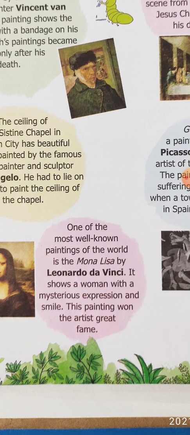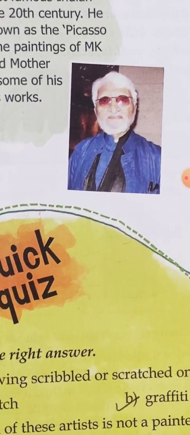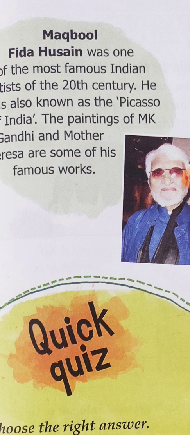And it is kept in the museum in France. Okay, now next one is: Maqbool Fida Hussain was one of the most famous Indian artists of the 20th century. He is also known as the Picasso of India. The paintings of M.K. Gandhi and Mother Teresa are some of his famous works. Okay, so Maqbool Fida Hussain, popularly known as M.F. Hussain. Now he is dead now, but he has painted many paintings in India. He was also known as the Picasso of India.